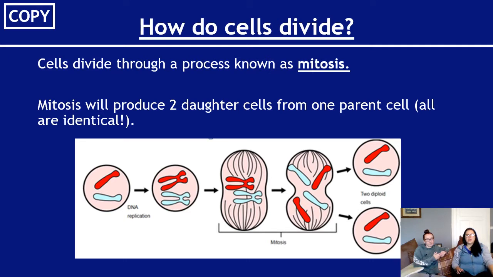Okay, so cells divide through a process known as mitosis. Mitosis will produce two daughter cells from one parent cell, and the idea behind it is that the daughter cells are identical to the parent cell.